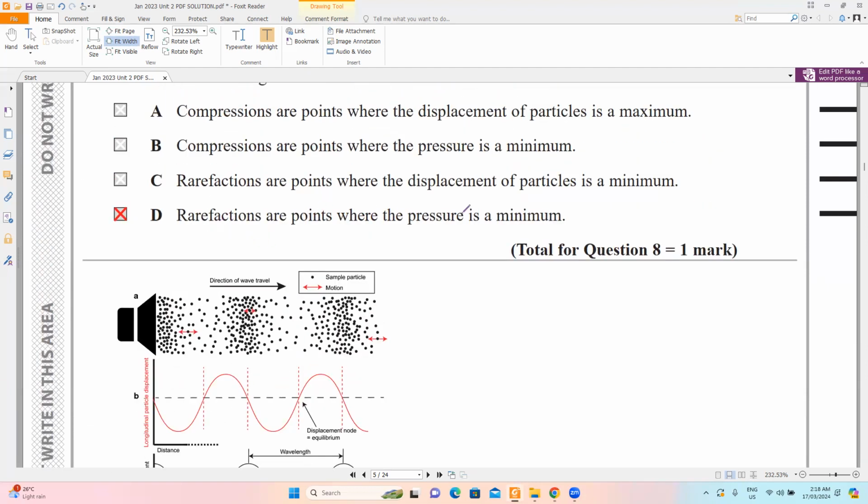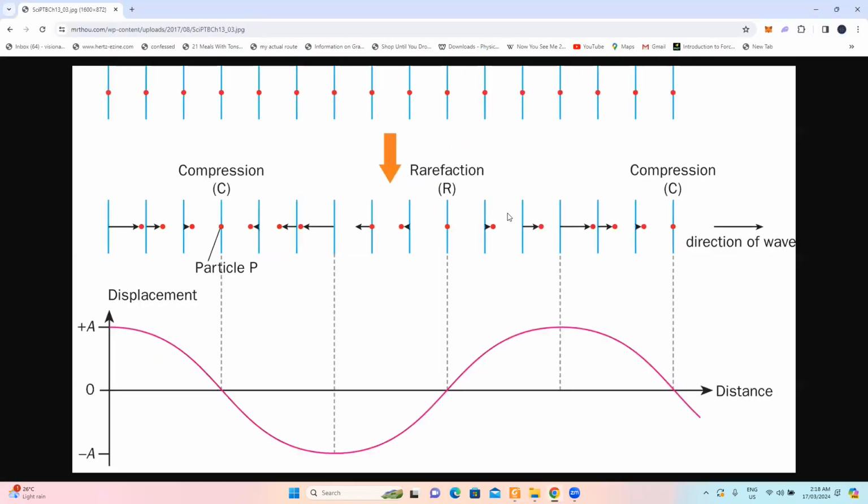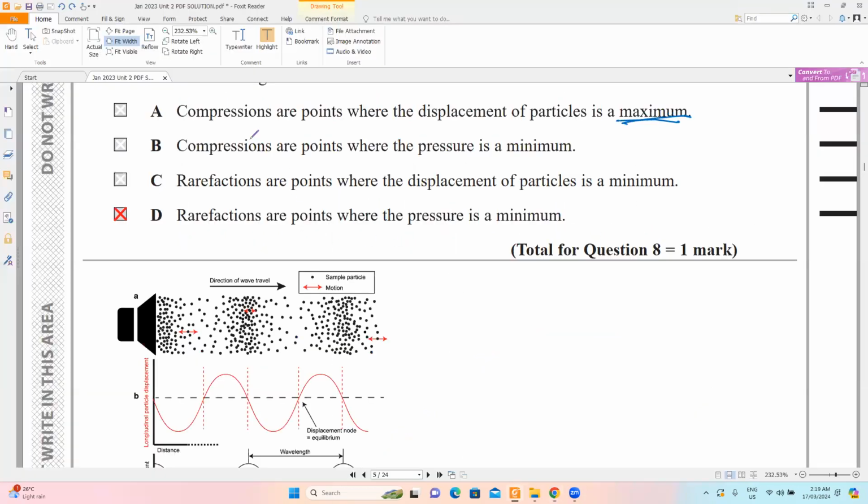Rarefactions are points where pressure is a minimum. So let's look at the other options as well. Compressions are points where displacement of particles is maximum. No, at both compression and rarefaction, this is what we just saw here. At both compression and rarefaction, displacement is minimum or 0. Compressions are points where pressure is minimum. No, compressions are where pressure is maximum because particles are bunched up here. Rarefactions are points where displacement of particles is the minimum. Displacement is not minimum, displacement is 0, not just minimum.